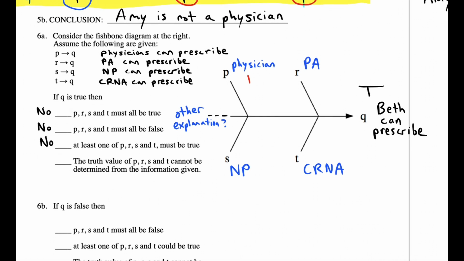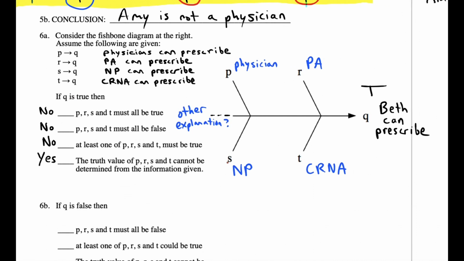She doesn't have to be one of those things. It could actually be that they are all false. And some other explanation was the cause for her being able to prescribe the medicine. Okay, that leaves us with just one left. The truth value of P, R, S, and T could not be determined from the information given. What do you think? Is it right or wrong? It's correct, yeah. That's the one.